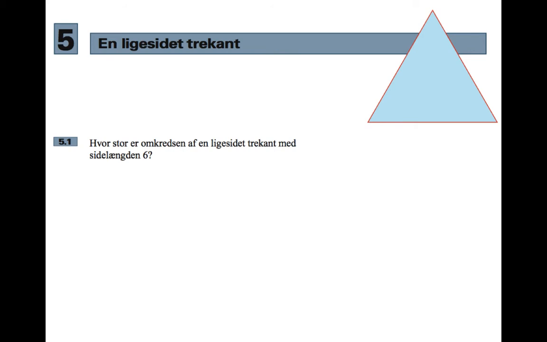December 2013, question 5, is called an equilateral triangle. That's a triangle where all of the sides are equal and therefore all of the angles are equal. And it says, what is the perimeter of an equilateral triangle with side length 6? So that's just 6 plus 6 plus 6, 3 times 6, 18. You'll notice I've written units there. It doesn't specify that it's centimeters or meters, so I've just called them units.